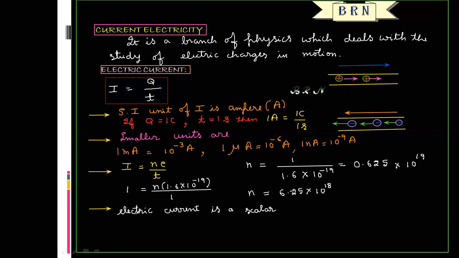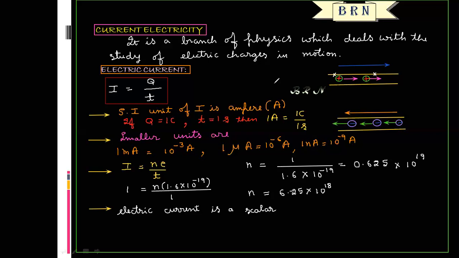Okay. And the next very important point: the flow of charge between two points. Actually, there must be a conducting path between two points. This is a condition for the flow of charge between two points. The first condition is that there must be a conducting path between two points.